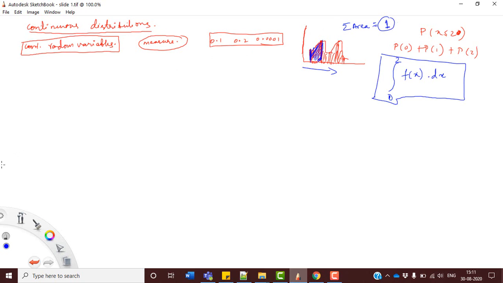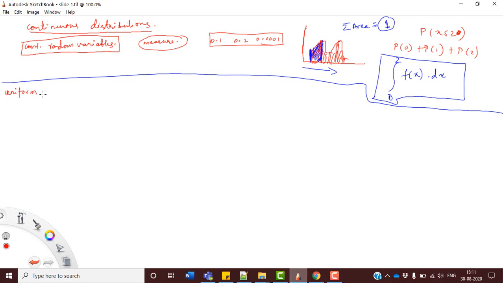Now let's look at one kind of distribution which we also discussed earlier, but this is called uniform distribution. What does it mean? Why is it called uniform? The reason for it being uniform is that for all the values of the random variable that we encounter, the probability is the same.